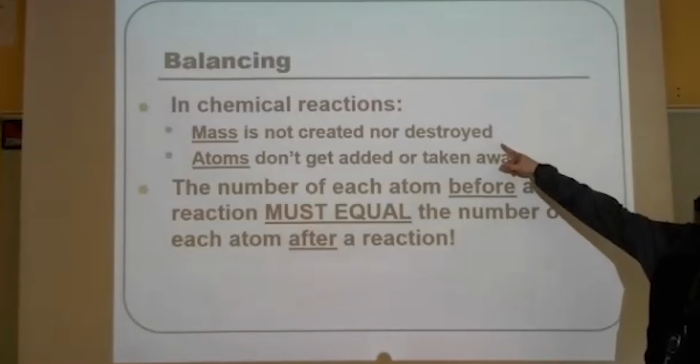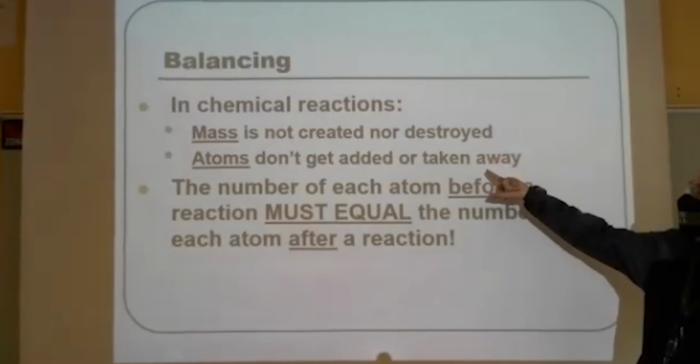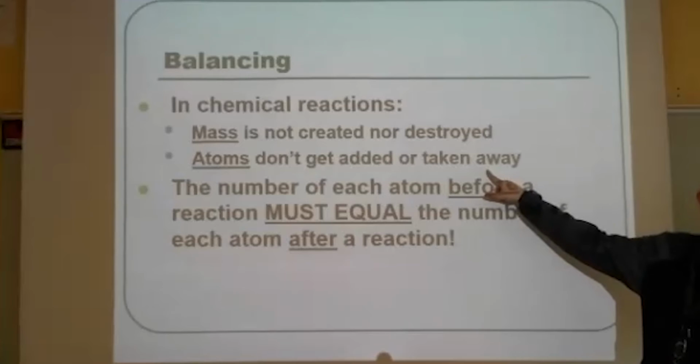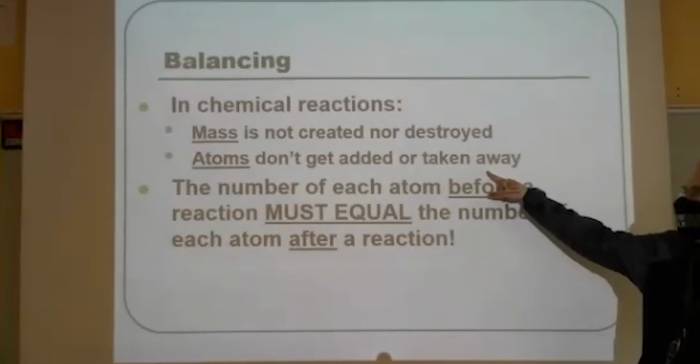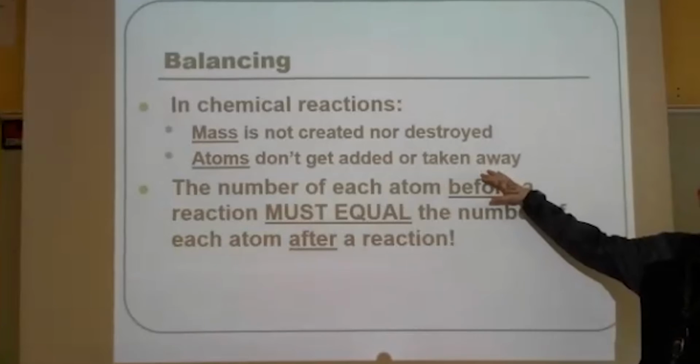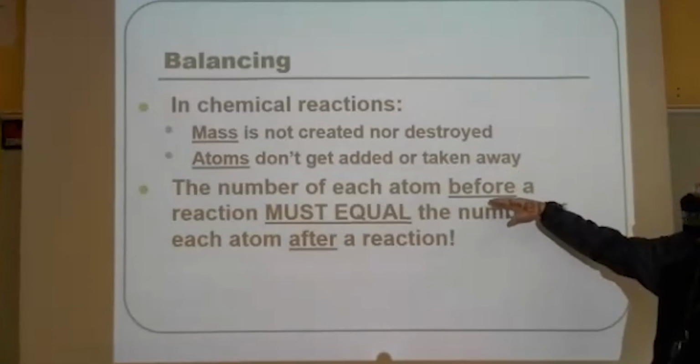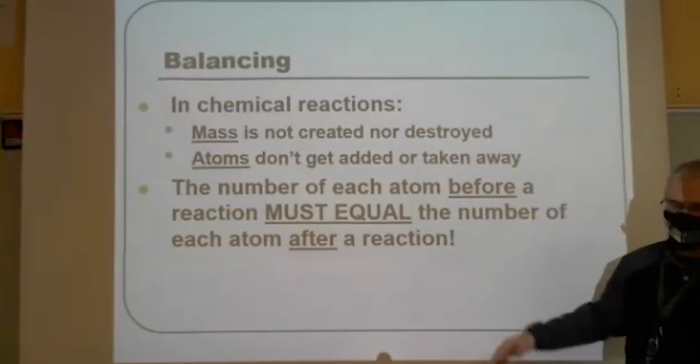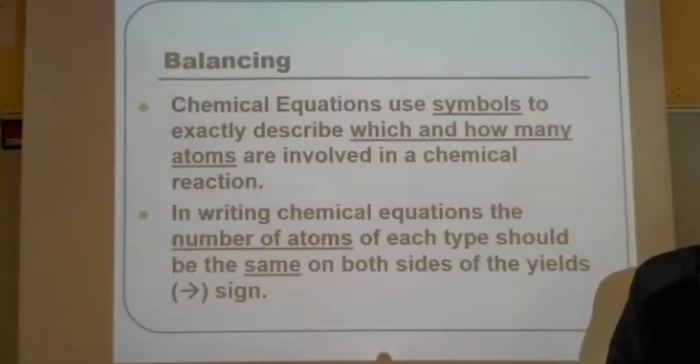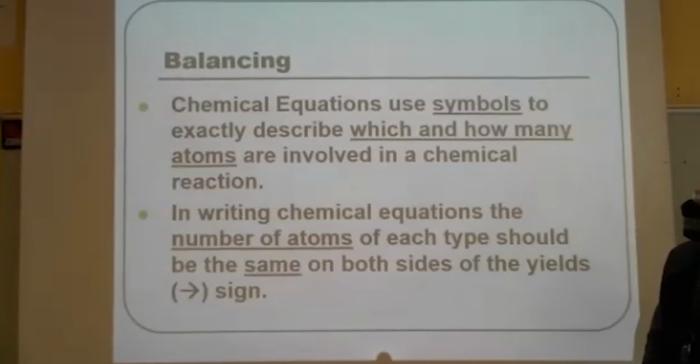In a chemical reaction, mass is neither created nor destroyed. The atoms don't get added or taken away. We have to keep track of all of them and make sure we have enough of them so that there aren't atoms left over and hanging around. You know, you get a Lego set and they always have some extras at the end. You can't have any extras in this, all right? The number of each atom before a reaction must equal the number of atoms after a reaction, and that's why we balance equations.